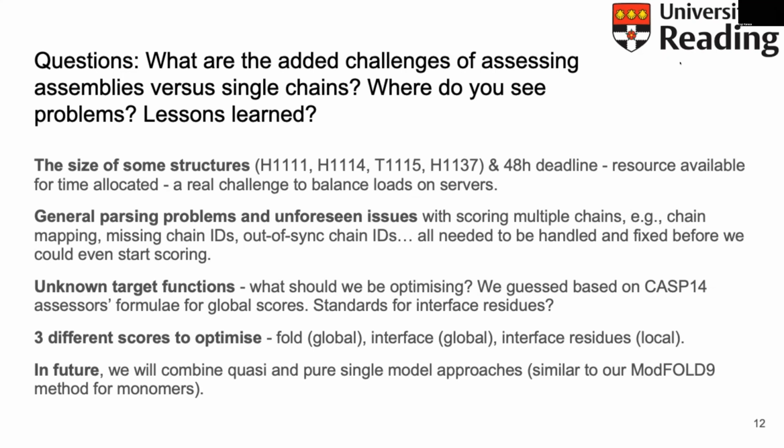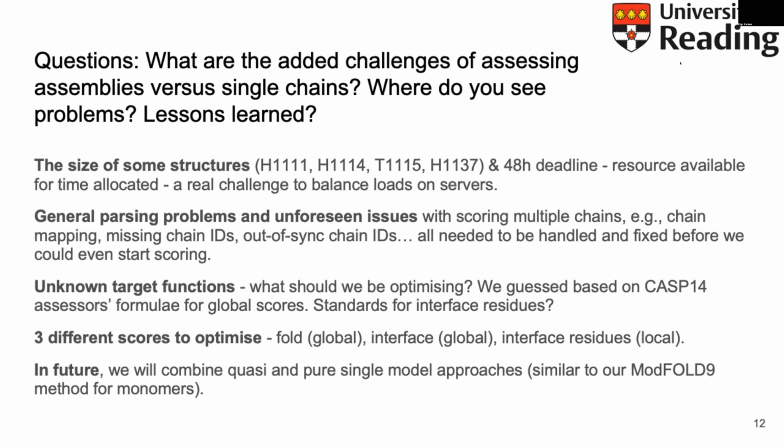Unknown target functions, we didn't really know what we'd be optimizing. So we kind of guessed based on the CASP15 assessors formulae beforehand. There were no real gold standards for interface residues, so we were kind of in the dark about that before we started. We had 3 different scores to optimize this time versus monomers. So we've got the global or fold or assembly score, but we've also got the global interface score, and we've also got the local interface residue scores as well.